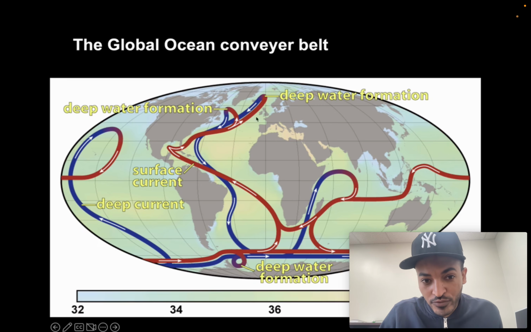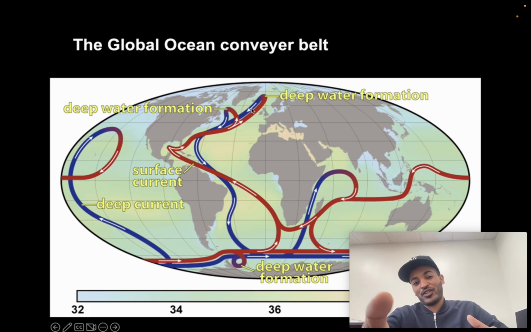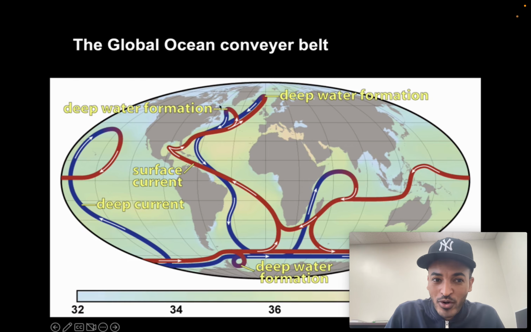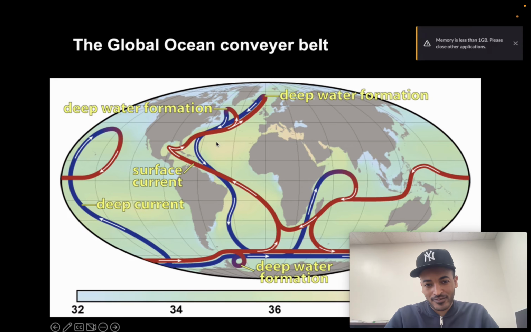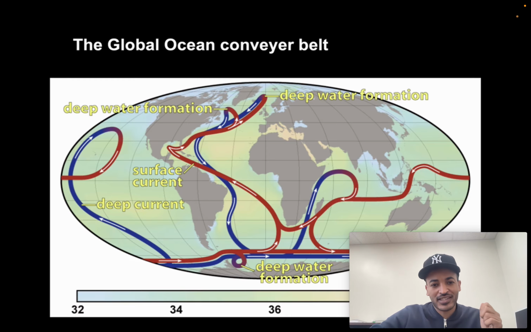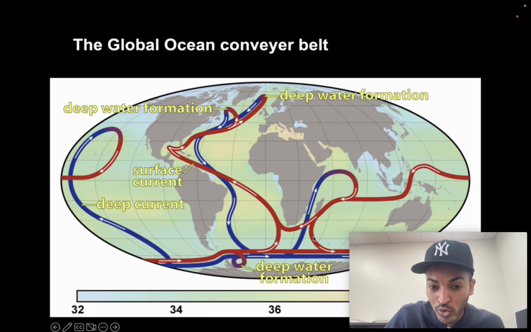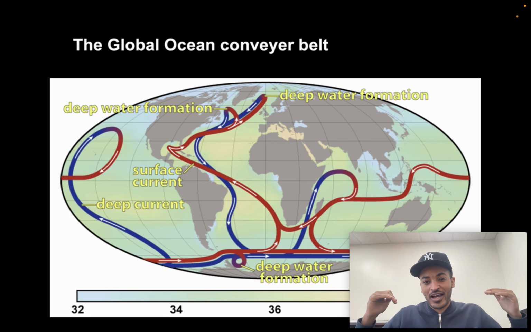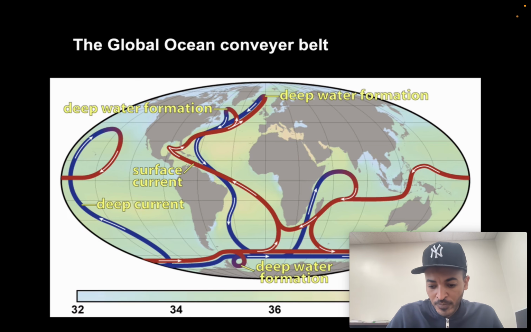We have a deep water formation, and then because of the density gradient we have across all the oceans, we have what we call the global ocean conveyor belt, right? So we have this movement of water masses with different densities, different salinities. They actually circulate globally, and along the way they maintain an equilibrium, and of course, maintain the global temperature of the planet, right?